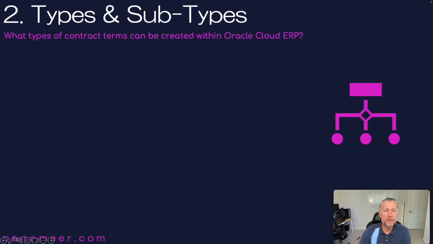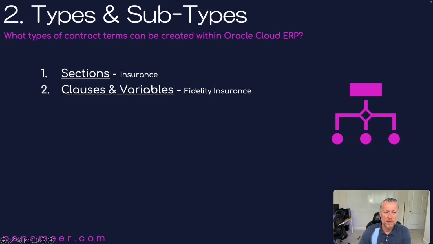Slide 2. What types of contract terms can be created within Oracle Cloud ERP? First, sections. Let's use the example of insurance. Second, clauses with variables in them. So think fidelity insurance is a clause. I need you to have fidelity insurance, and then how much might depend on the total amount for something, so I might put a variable in there. Third, constants. So for example, site visits, and I might say constants for site visits would be 2. I'll explain in a second.